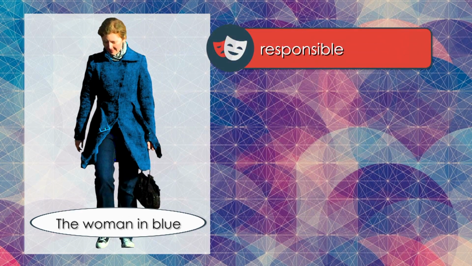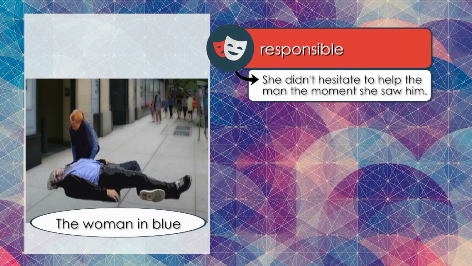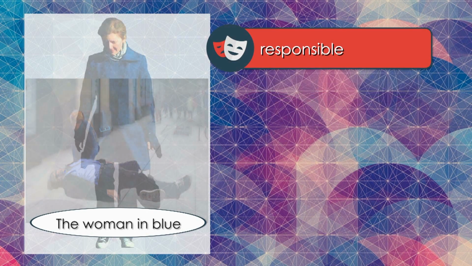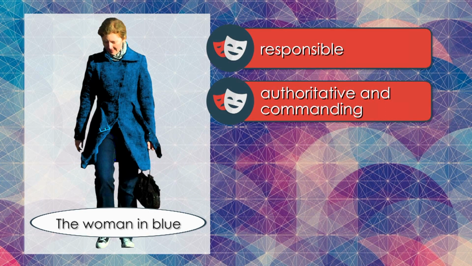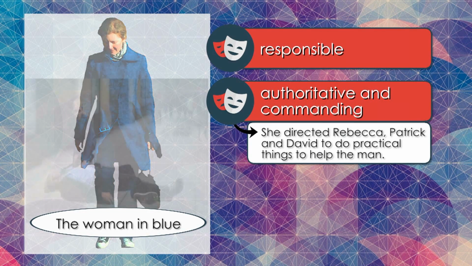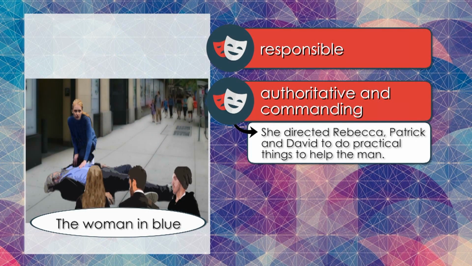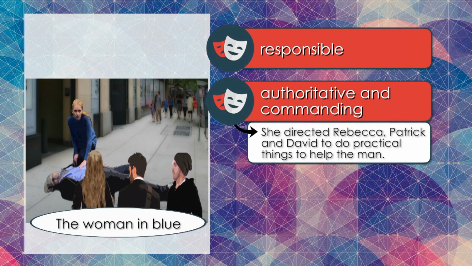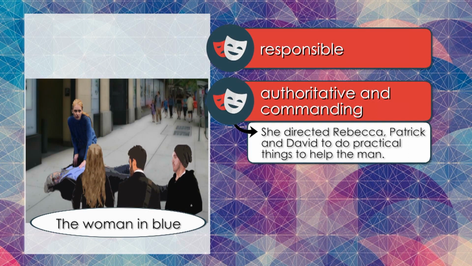Firstly, she was responsible. She didn't hesitate to help the man the moment she saw him. She was also authoritative and commanding. She directed Rebecca, Patrick, and David to do practical things to help the man. For example, she told David to call the ambulance, Rebecca to get some water, while Patrick had to count the man's pulse.